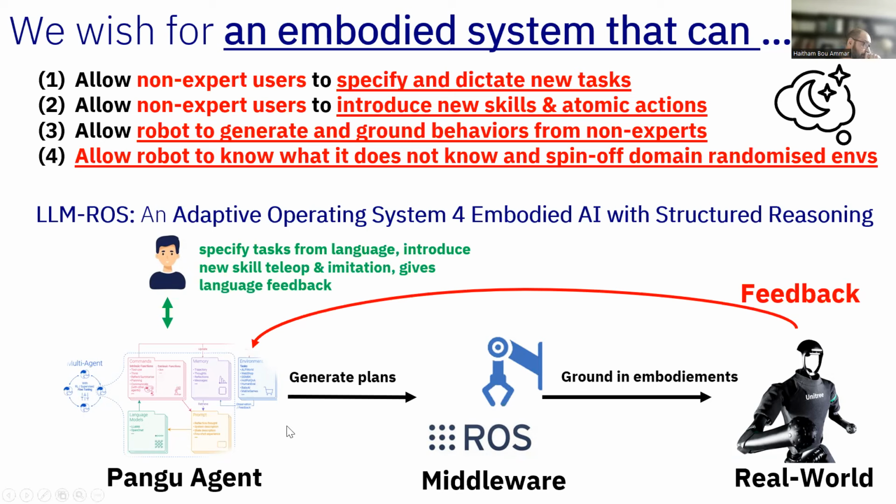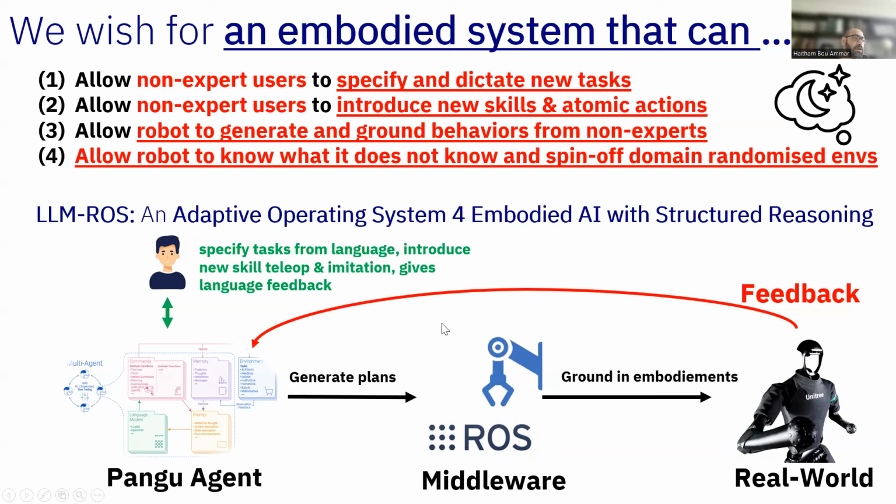And now what you would see is that the Pengu agent will take the task from the user, which is allowed to be specified by language, make me coffee. We also allow this user to introduce a new skill on the robot via either imitation learning or teleoperation. And we also allow the user to give feedback to the robot by saying, hey, robot, you messed up. You should have opened your gripper here. Now, given the task and the set of actions that are available, the Pengu agent would generate a plan. It will say, first thing I want to do is that, second thing I want to do is that, and so on.